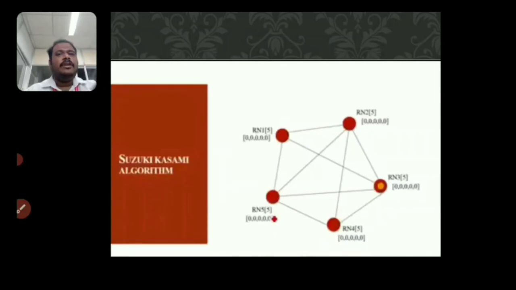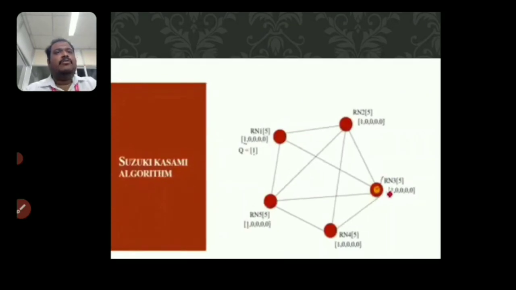So for these 5 different sites, we are marking them as 0. Have a look here. After this, which site is holding the token? Rn3, that is site 3, is holding the token. The remaining sites do not have the token. Out of the 5 sites, this third site Rn3 is holding the token, which is marked in yellow color.